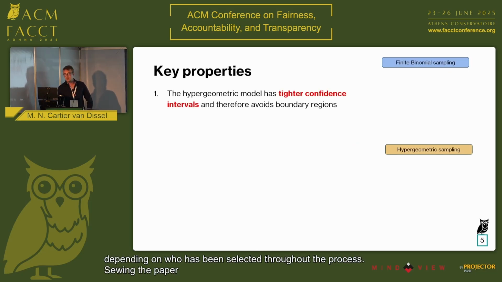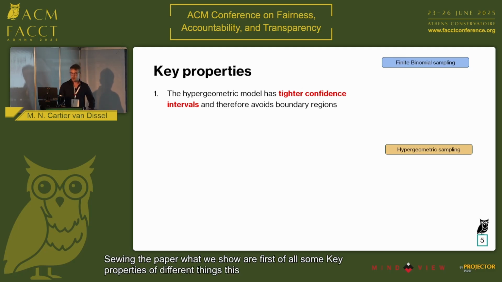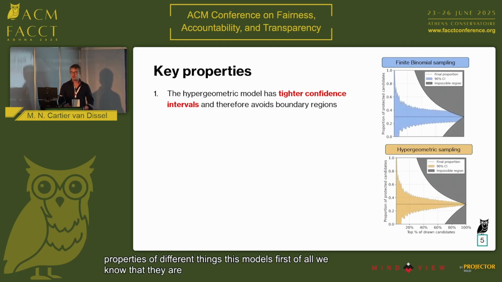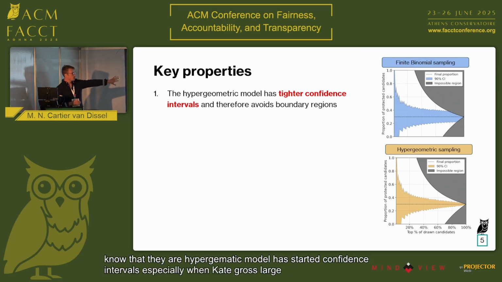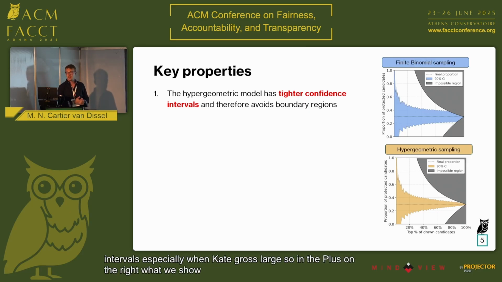So in the paper, what we show are, first of all, some key properties that differentiate these two models. First of all, we know that the hypergeometric model has tighter confidence intervals, especially when k grows large. So in the plots on the right, what we show is the 90% confidence interval, two-sided, for both models.